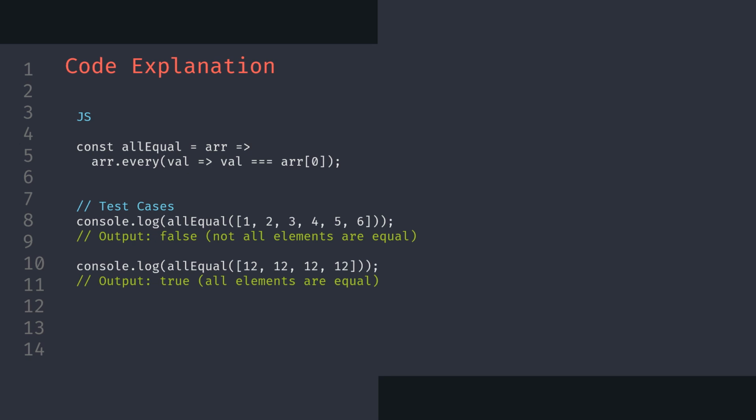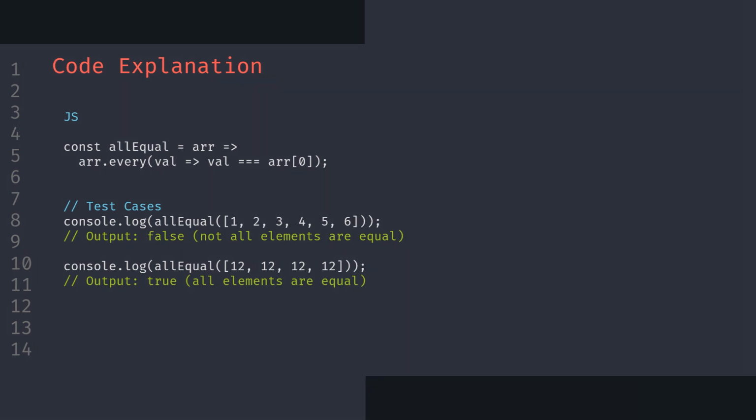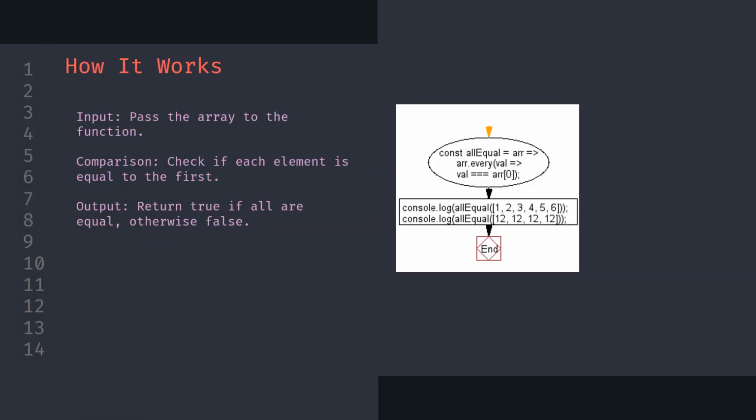This program uses the every method, which checks if all elements satisfy the condition that they are strictly equal to the first element. This approach is clean and efficient. The function processes each element and compares it to the first. If all match, it returns true. Otherwise, it returns false.